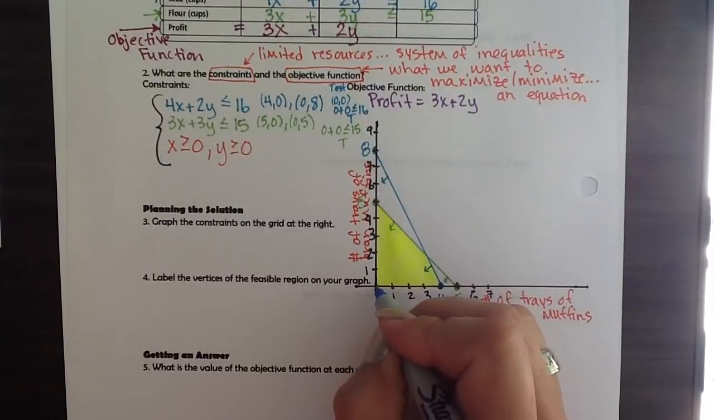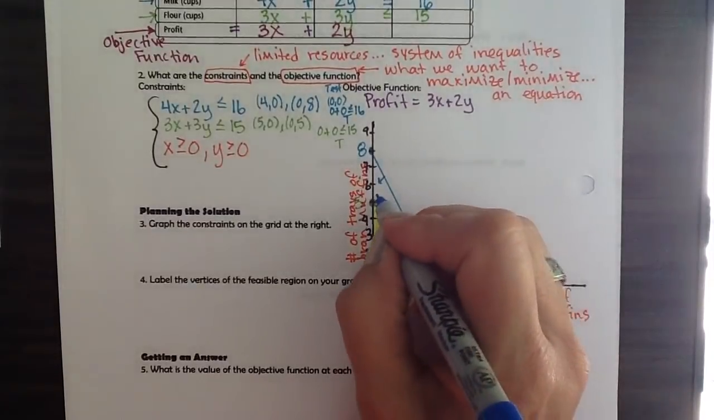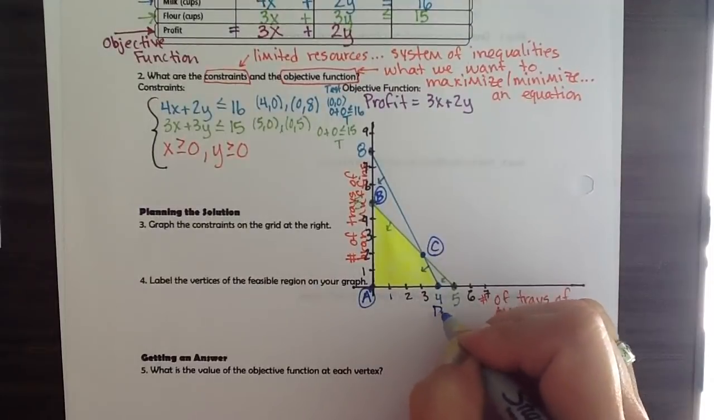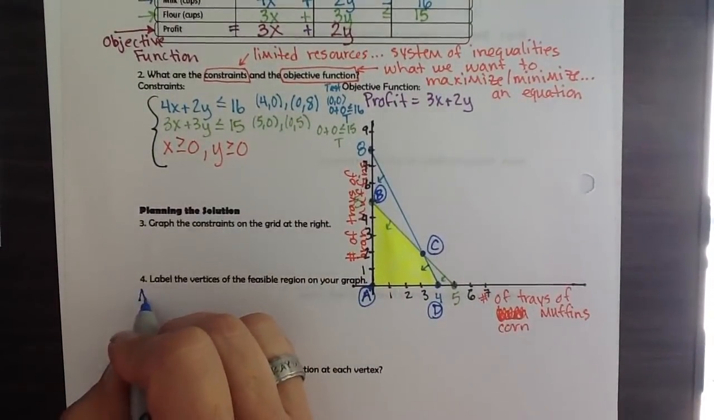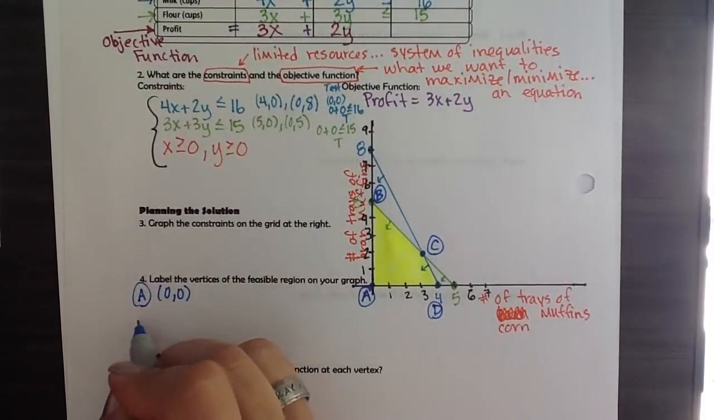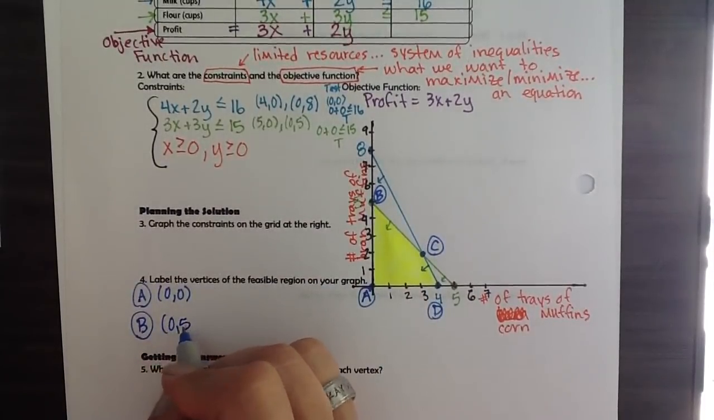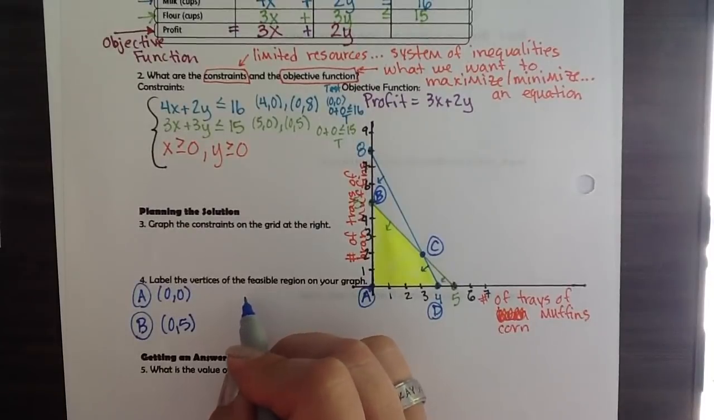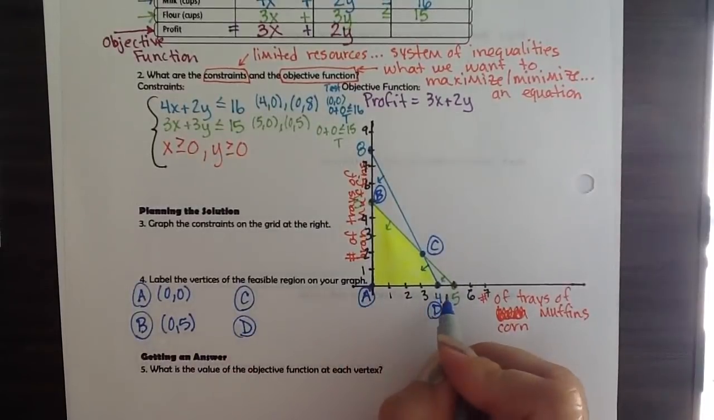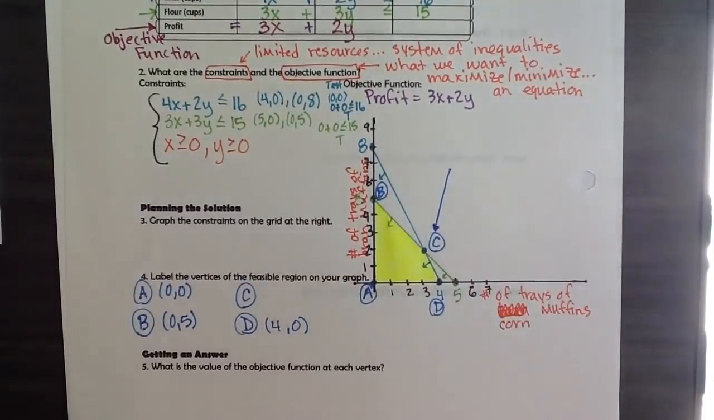So if I look on here, if I have vertex A, I'll label it A. This one is B. This one will be C. This one will be D. I can tell what A is. It is 0, 0. I can tell what B is. It is 0, 5. I cannot tell what C is. I'm going to have to figure that out. And I can tell what D is. It is 4, 0.